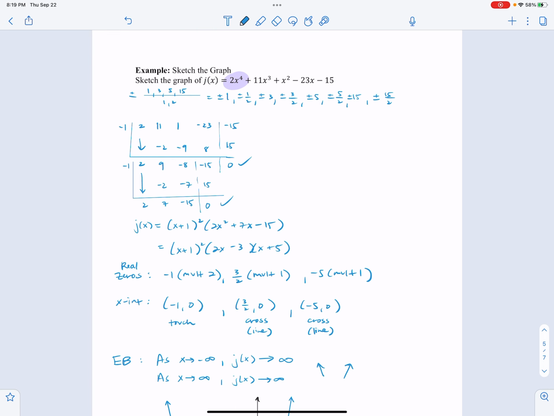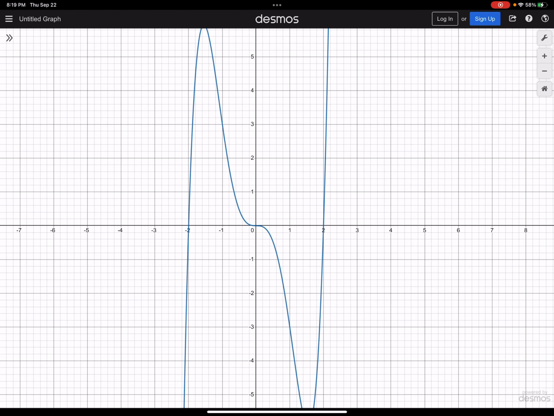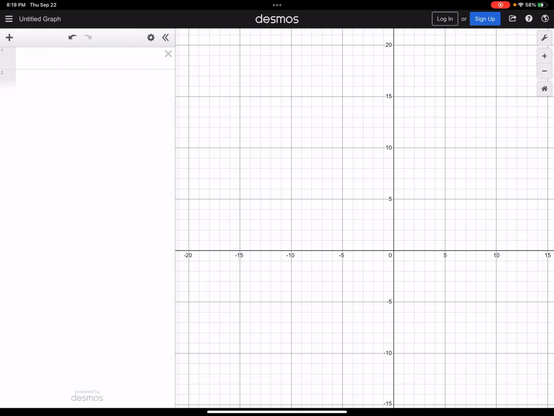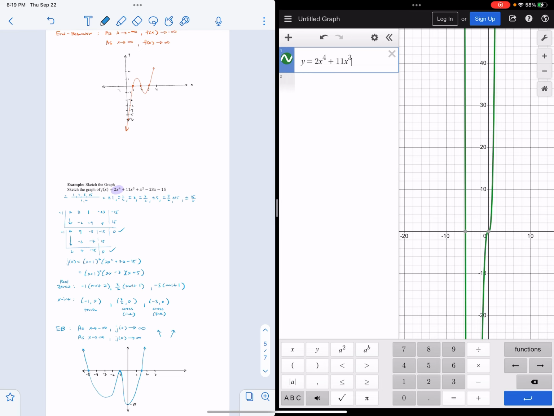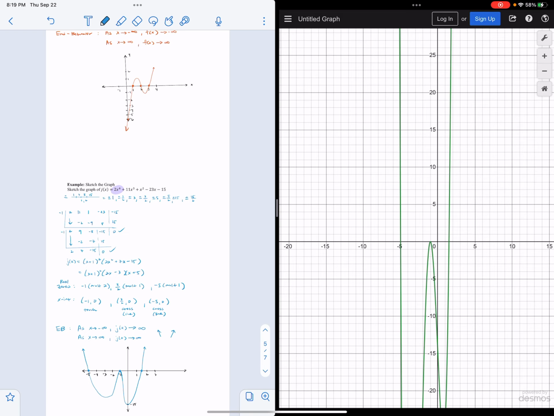You could always compare on Desmos. I feel like it's always somewhat satisfying if I get my sketch to look somewhat like what the graph actually looks like.